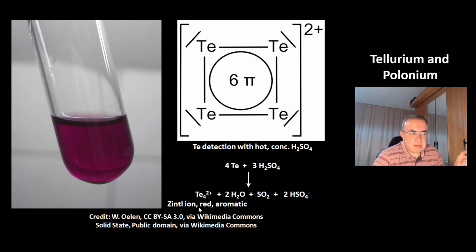This ion is called the Zintl ion. It is red and it is aromatic. At the right you can see the structure of this ion. It is flat and has 6 pi electrons. That matches Hückel's rule. It says 4n plus 2. That's why this compound is aromatic and it's red, and this is how you can detect tellurium compounds.